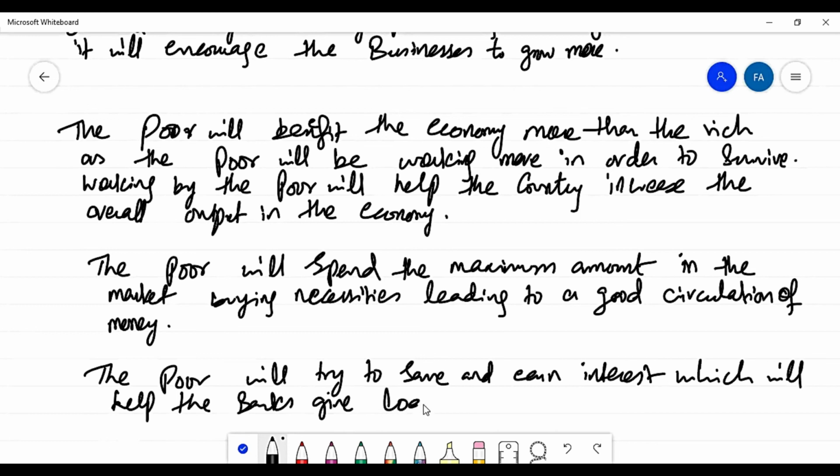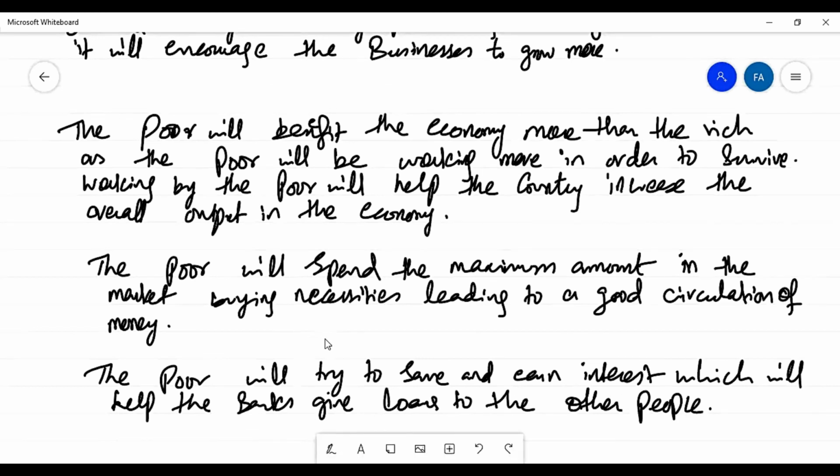Give loans to the other people or to their customers. Okay, now the conclusion part, which is very much important.